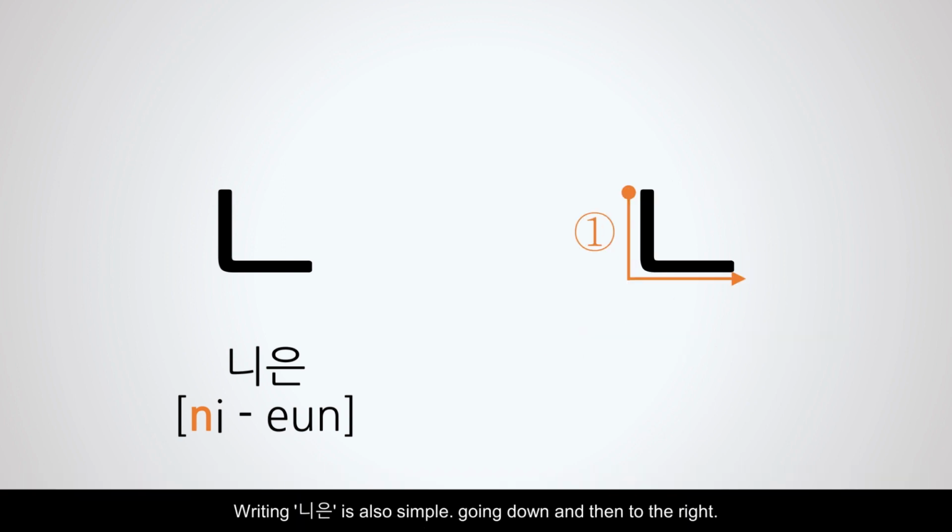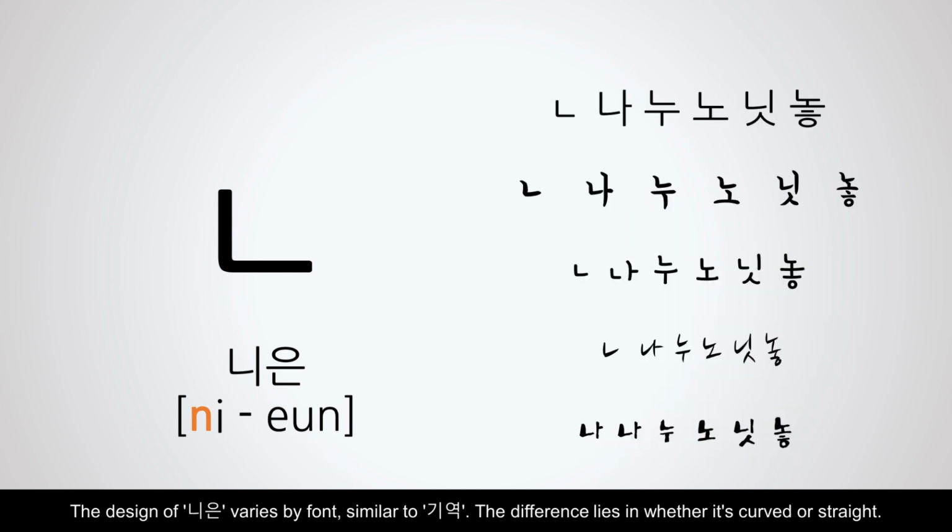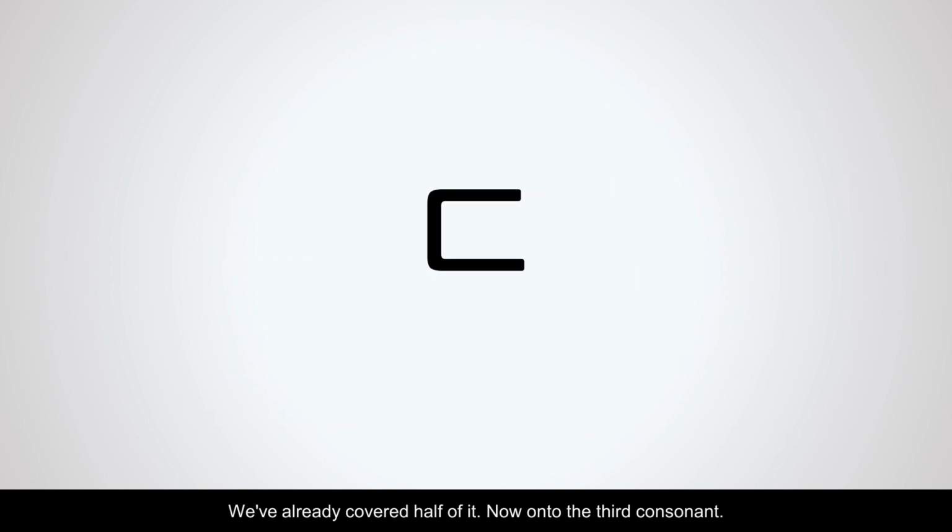Writing neun is also simple, going down and then to the right. Just like the first consonant, gyeok, you can write neun in one go. Like this. The design of neun varies by font, similar to gyeok. The difference lies in whether it's curved or straight. We've already covered half of it.